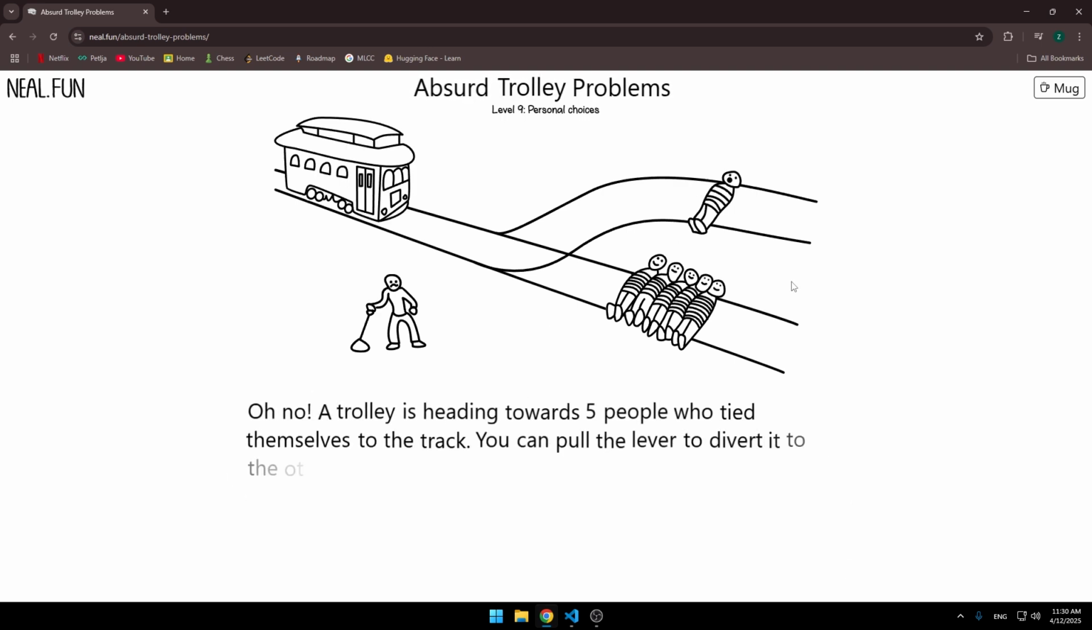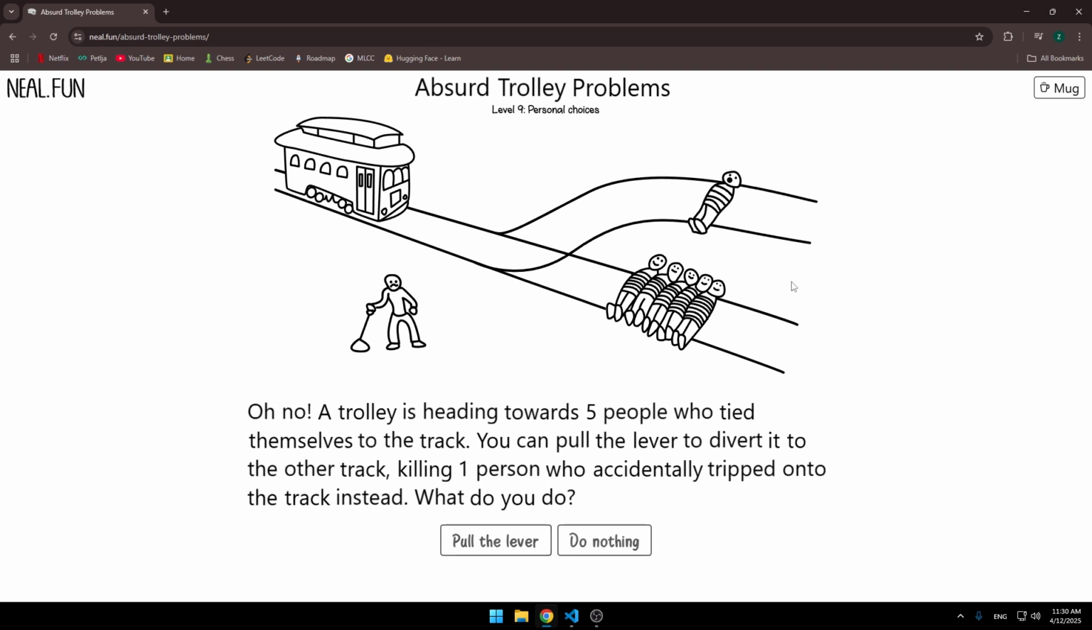Okay. Personal choices, let's see. Oh no, a trolley is heading for people who have tied themselves onto the track. You can pull the lever to divert to the other track, killing 1 person who accidentally tripped onto the track instead. What do you do? God, my reading is awful. But you can read, you have 2 eyes.